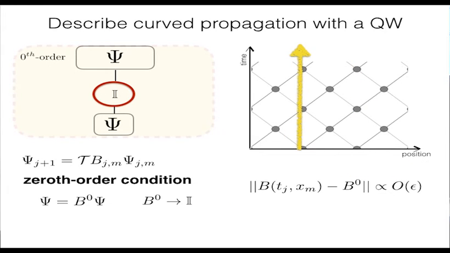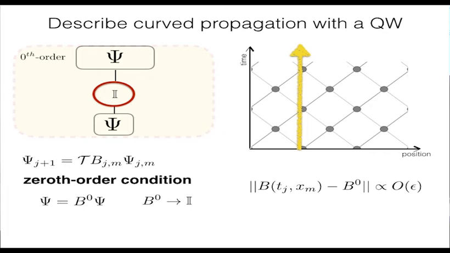So let me check, as before, the zero order. We have the zero order here, and this is the finite difference equation. At the zero order, delta x and delta t go to zero. So this is just psi equal to the zero order of B and psi again, because the shift operator goes to the identity, and the delta t here goes to zero. So the zero order condition means that I have to satisfy this equation. And to satisfy this equation, B0 should be exactly the identity.